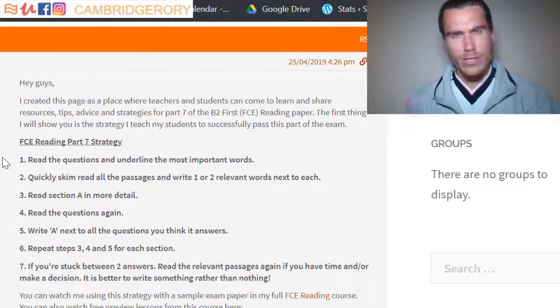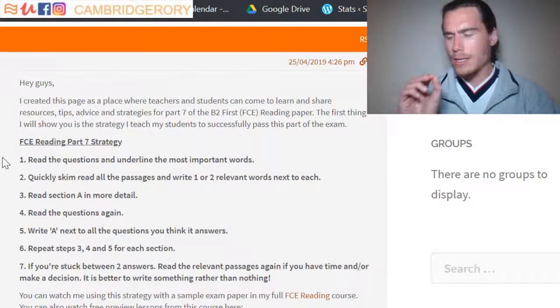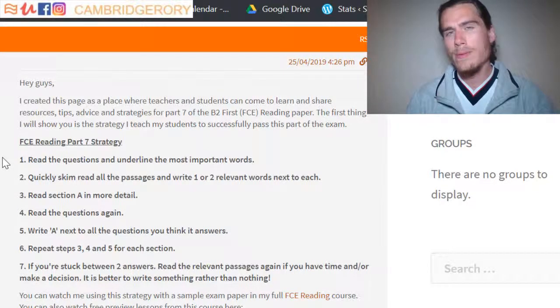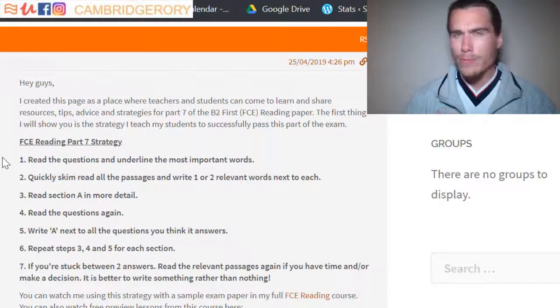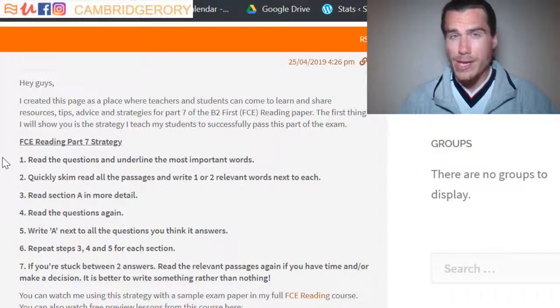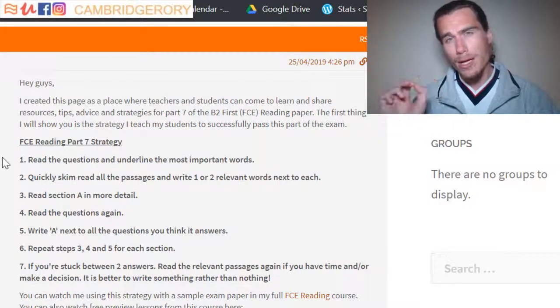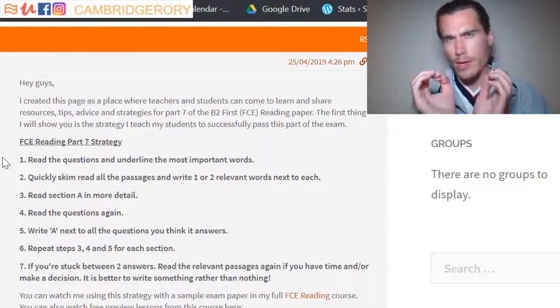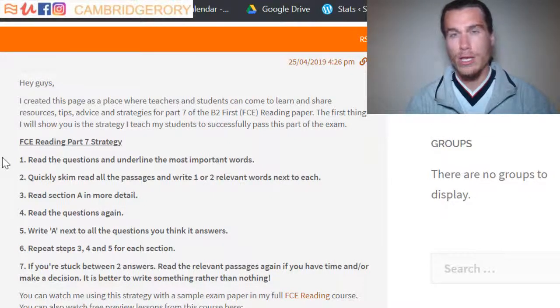The first thing I suggest you do is read the questions and underline the most important words. There's probably only going to be 2 or 3 important words in each question. And by underlining them, you will be focusing on the information that you need.